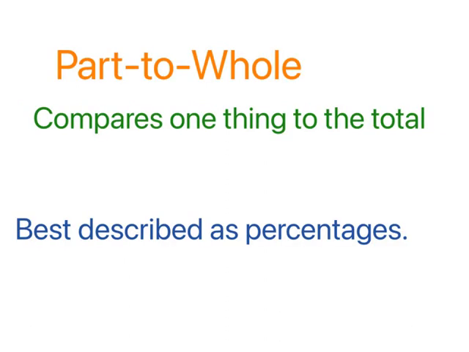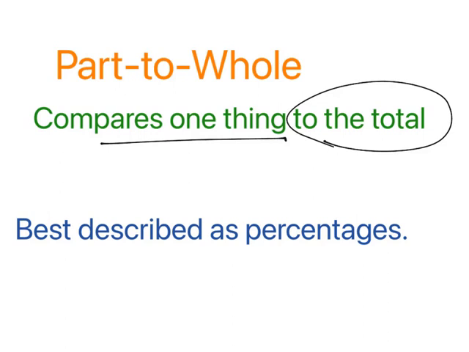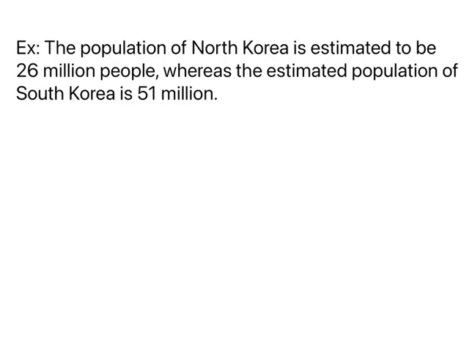Whereas in part to whole, we're comparing one thing to the total. So like chocolate chip granola bars to all granola bars. The key word here is going to be something like all. When we're talking about part to whole, we can talk percentages, and that's the big difference. So let's do some of these.